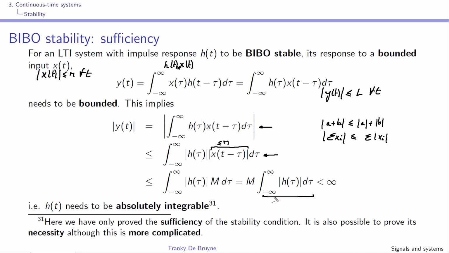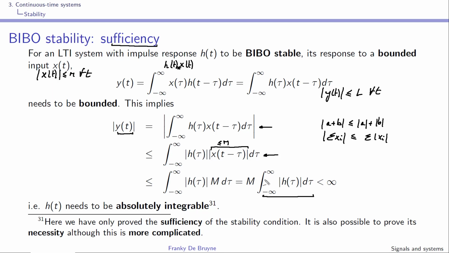You can see that if the impulse response is absolutely integrable, you have something finite over here, right? So you'll have something finite over here, and you have just shown that there is a bound on y of t, right? So we have shown the sufficiency of the stability condition. As it mentions over here, it's also possible to prove the necessity, but this is more complicated, and this is why I only ask you to prove the sufficiency.